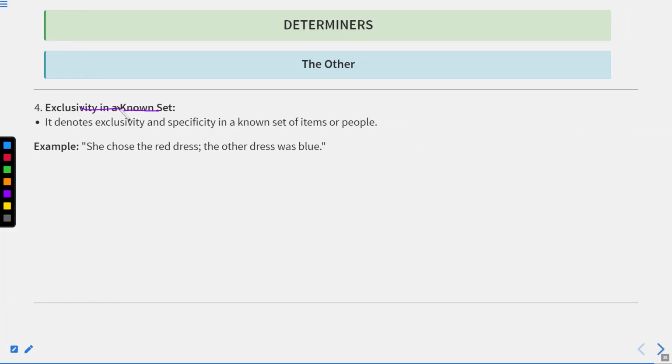Exclusivity in a known set. So we can also use other in such a manner. It denotes exclusivity and specificity in a known set of items or people. She chose the red dress. The other dress was blue. So these are the concepts we have discussed about other, the other, and another.